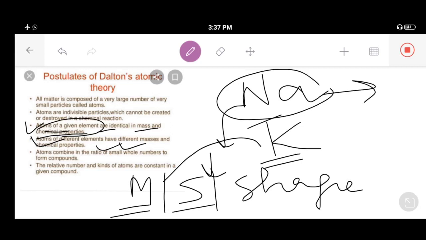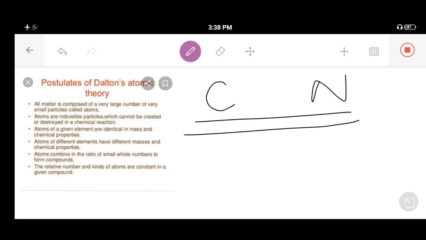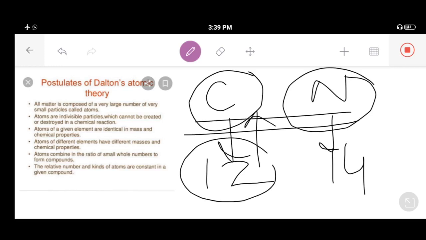Let's make it clearer how the atoms of different elements have different masses and show different chemical behavior. Let's take an example, my dear students. For example, this is carbon and this is nitrogen. These are two different elements. Carbon has a mass of 12, and nitrogen has a mass of 14. That means atoms of different elements have different masses. There is a mass difference between carbon and nitrogen.